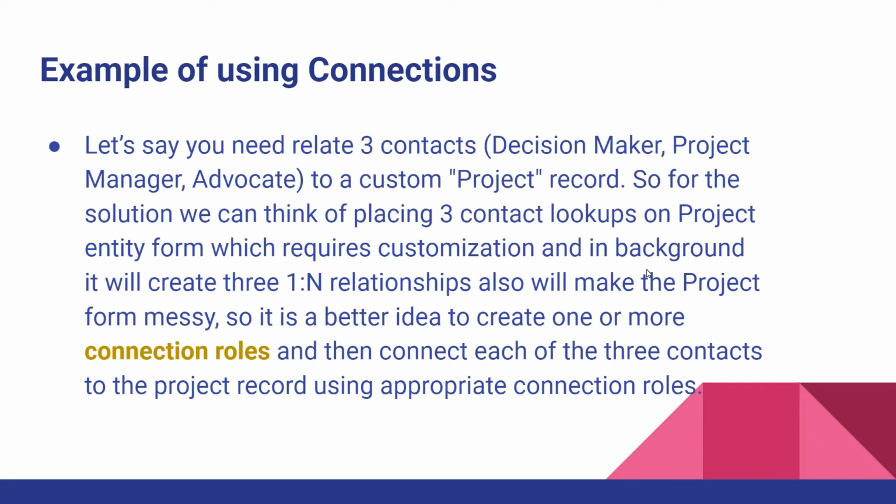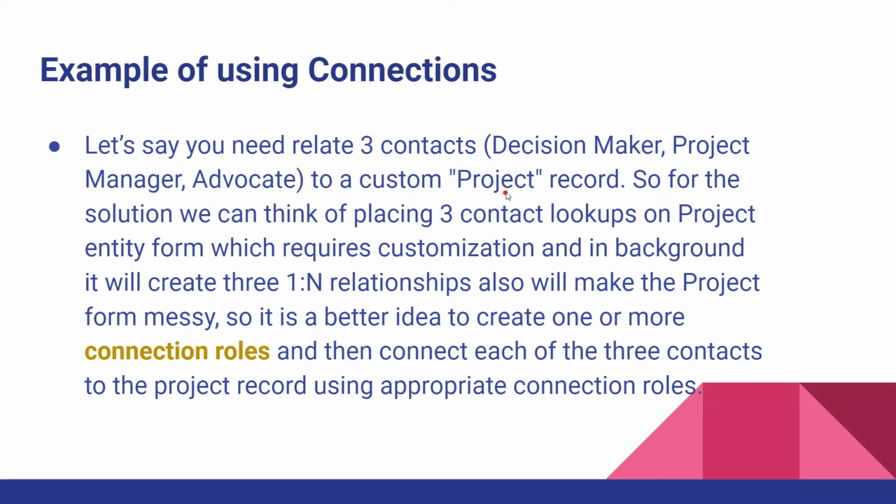Right. Now we will discuss connections with an example, which will be a better approach so that you can understand more. Let us say you need to relate three contact records. One contact record is a decision maker, one is a project manager, and one is an advocate. So there are three contact records I need to relate from a project entity. One will behave as a decision maker, another as a project manager, and the third as an advocate. Now these three contacts I want to associate with the project entity, which is a custom record.